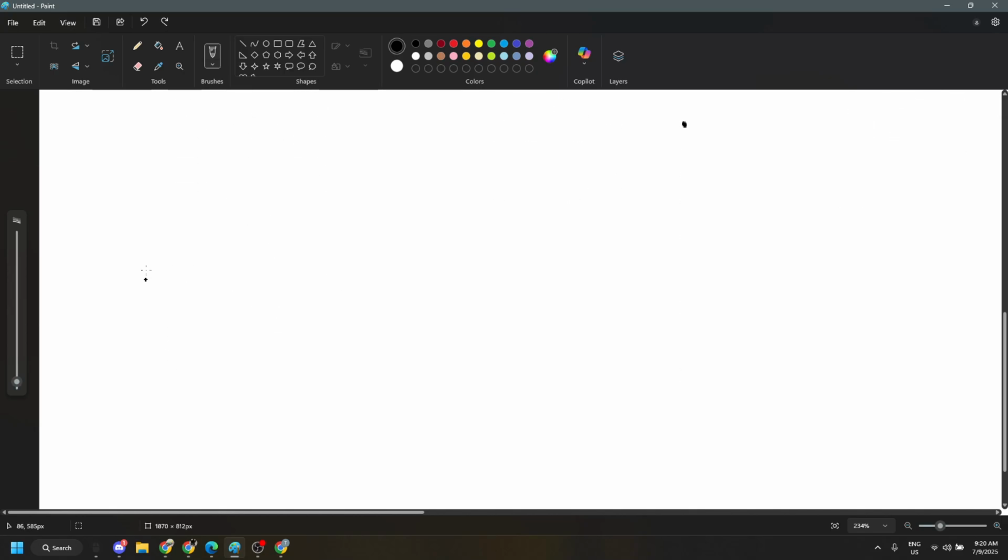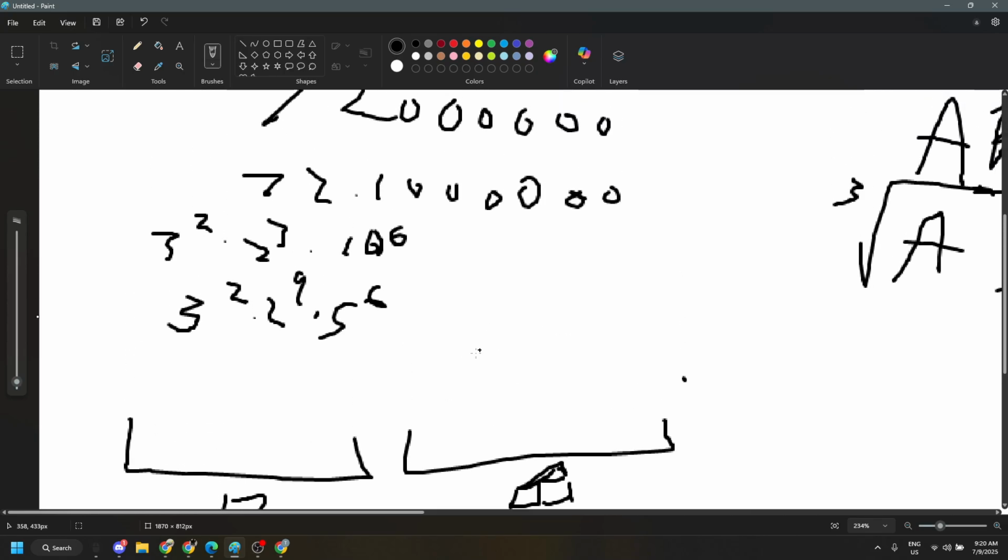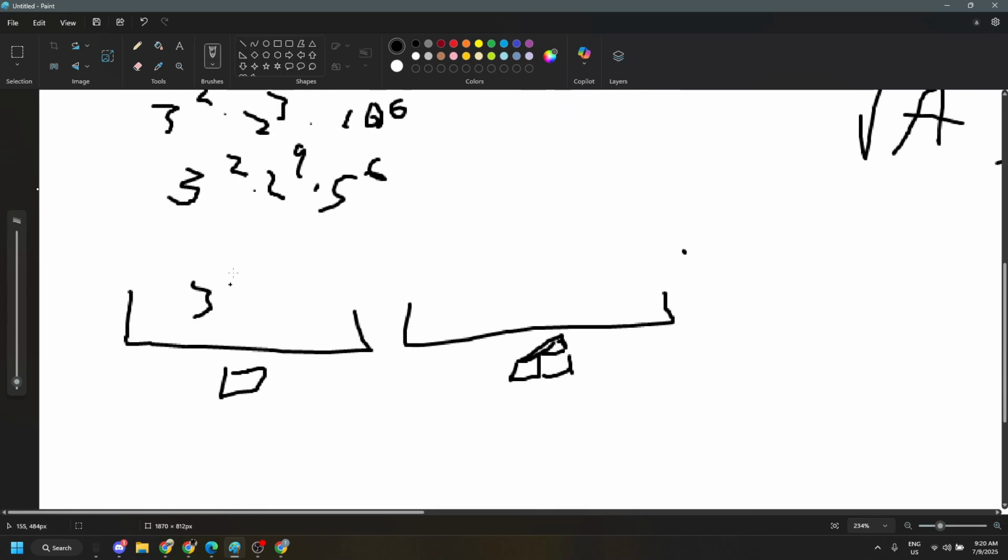So let's have the square factor and the cube factor. For the square, we have 3 squared. Then we could just have 2 to the 9 and 5 to the 6. But is that all we can have?